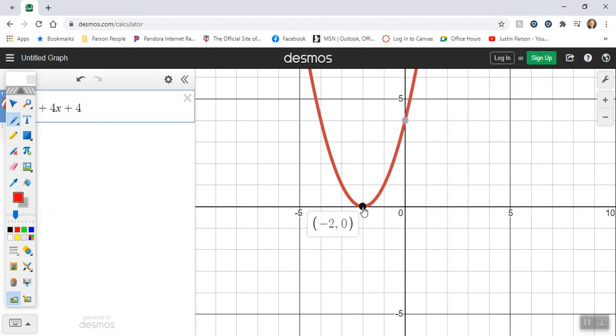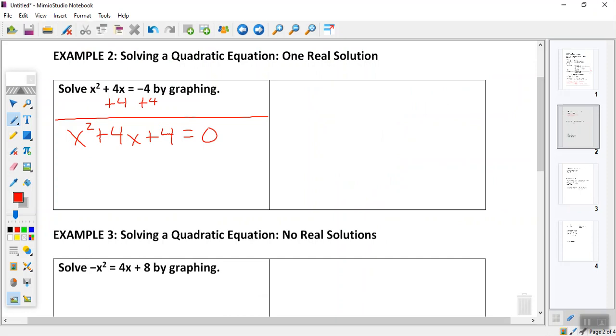Okay, so do I need to draw a sketch of this again for you, or is this making sense so far? Okay, so solution would be, what was it, 2 or negative 2? I can't remember. Negative 2. Negative 2? All right.